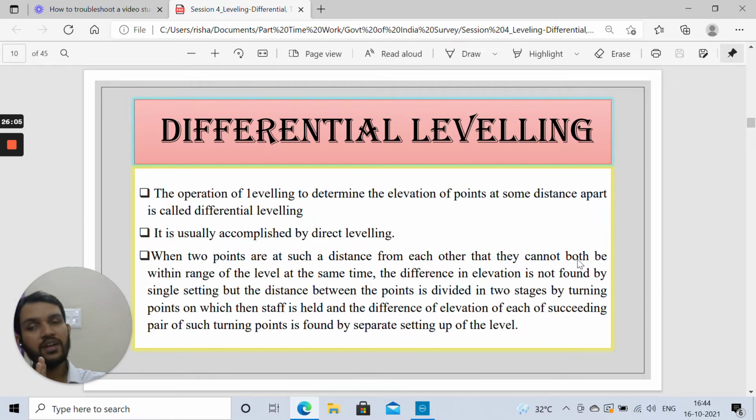You just need to place the leveling staff at that point and take a sight of it. This will be the foresight reading, and whatever the reading is, you can just decrease that to reach the ground surface of that particular point.